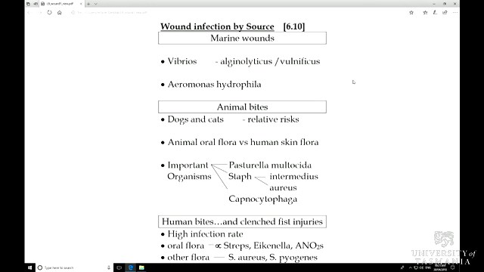Some of the things that are important: Pasteurella multocida is a classic cause of infection following a dog or cat bite. Pasteurella is a classic organism. Gram-negative rod. On blood agar, it looks and smells just like E. coli, but it's oxidase positive. It's strictly aerobic and does not grow on MacConkey agar. If I ever see from a wound a gram-negative rod and no growth on MacConkey agar, straight away it's going to be a Pasteurella.